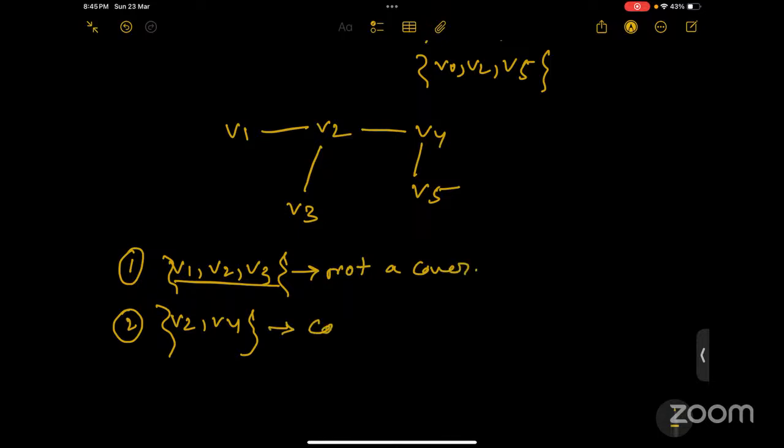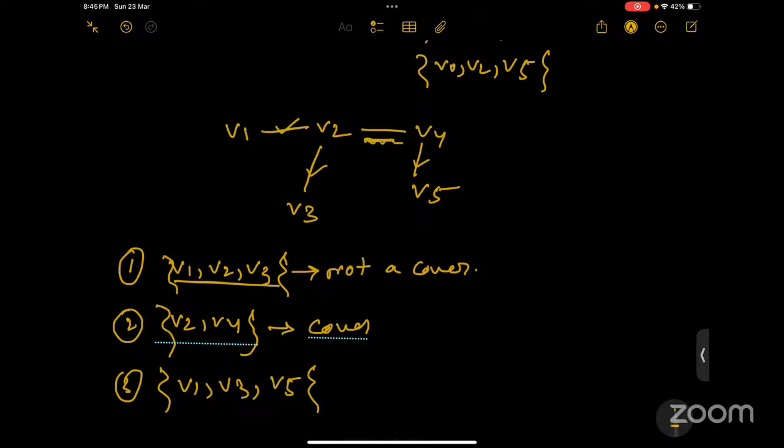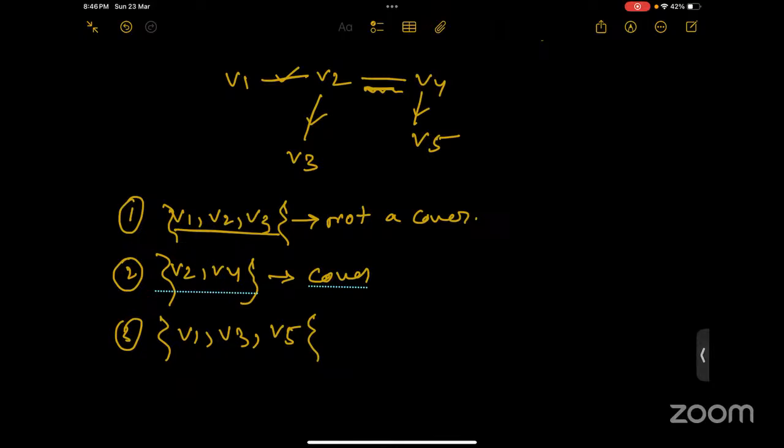V1, V3, V5. If I take V1, it can cover this. V3 means it can cover this. V5 means it can cover this. But can I cover this edge with this covering? No, you need to have V4 as well, or V2 as well. V2 or V4, at least one of them, right? So this is not a cover.